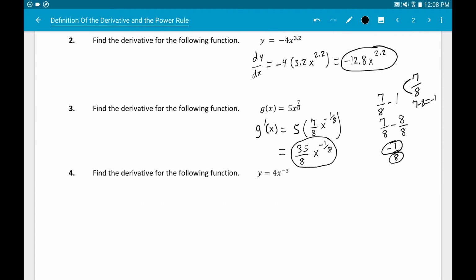Okay, here in number 4, y equals 4x to the negative 3. So let's go ahead and instead of writing the coefficient down and then doing the derivative, let's think about doing the whole thing at once now. In essence, you'll have 4 times negative 3, which is negative 12. X to the negative 3 minus 1 would be negative 4. Make sure you're going the correct direction there. Negative 3 minus 1 is negative 4.